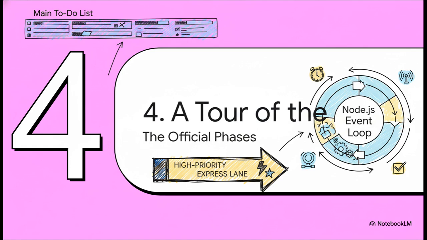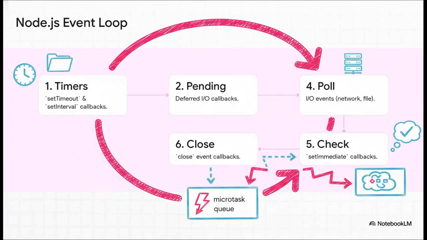Okay, so now we have this much better mental model, right? We've got a main to-do list and a high-priority express lane. Now, let's map that intuition onto the official, technical structure of the Node.js event loop. So the loop isn't just one big circle.